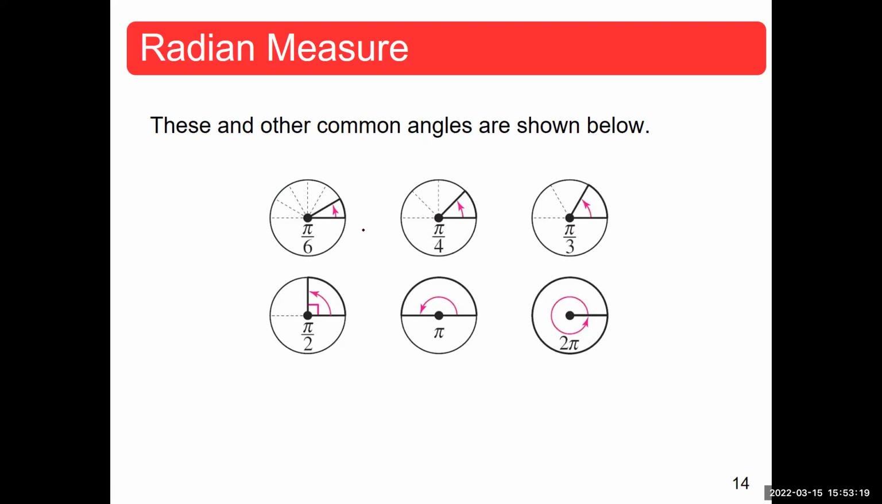Here we go. So this is 1 revolution. This is half a revolution. This is 1/4 of a revolution, which is 90 degrees. Pi over 2 equals 90 degrees. Then pi over 3, then pi over 4, and pi over 6.